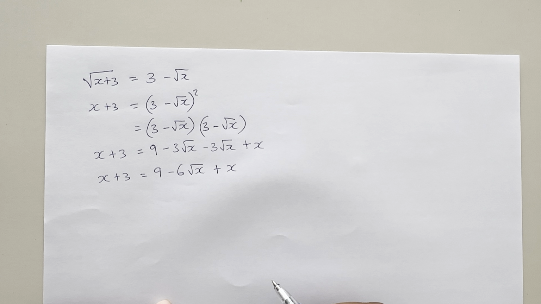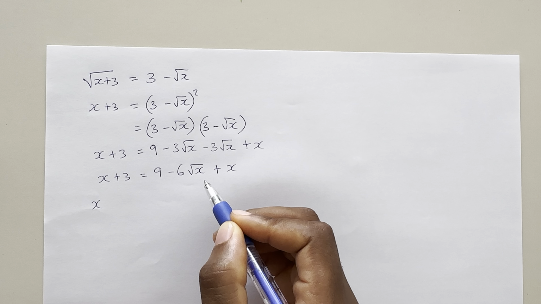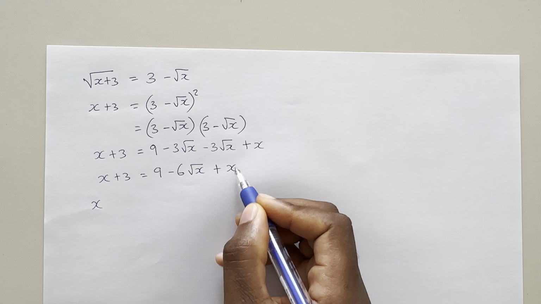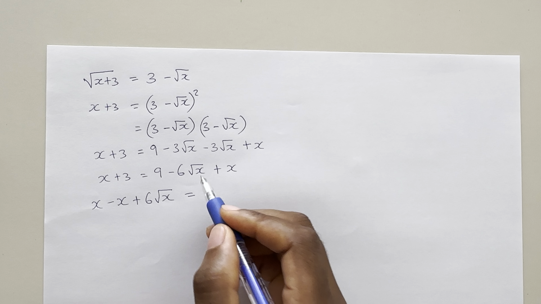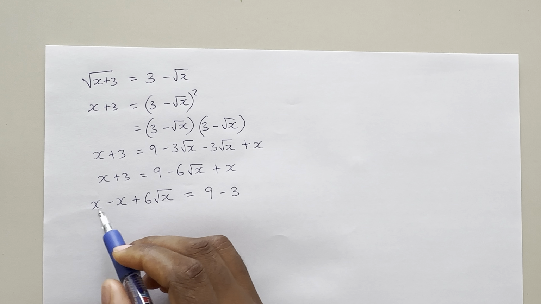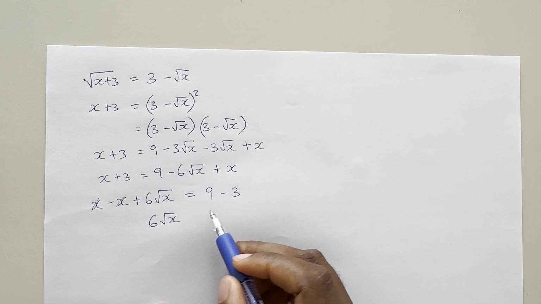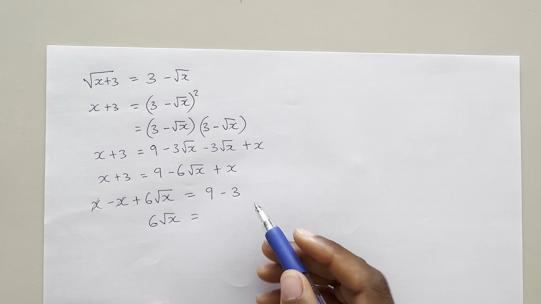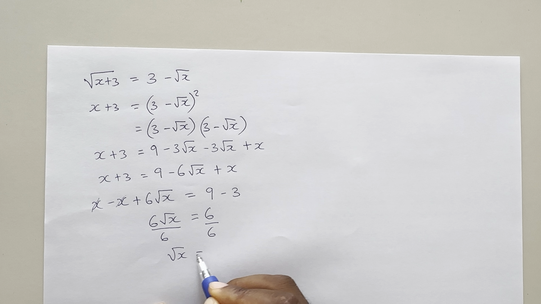Now let's put together everything with x on one side and the whole numbers on the other side. So we have x plus x comes to the other side, becomes minus x, minus 6x comes to the other side, plus 6x is equal to 9. 3 comes to the other side, becomes negative, so 9 minus 3. Let's simplify. X minus x goes, so we are left with 6x is equal to 9 minus 3, which becomes 6. Divide both sides by 6. x is equal to 1.